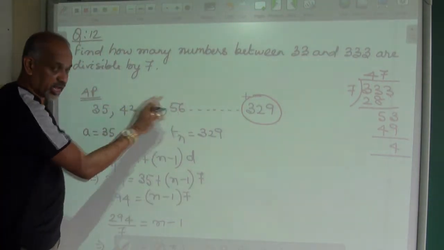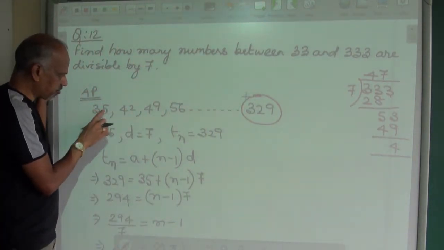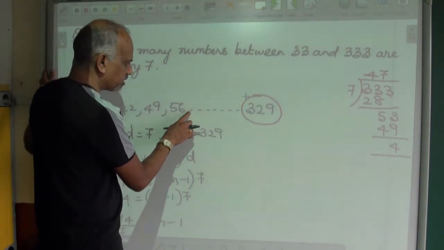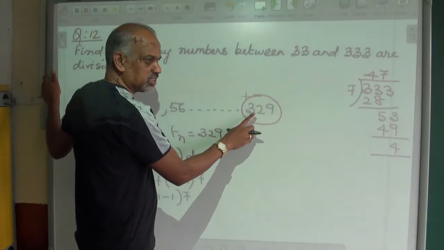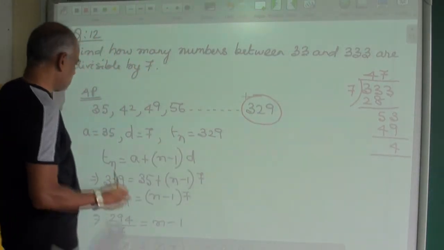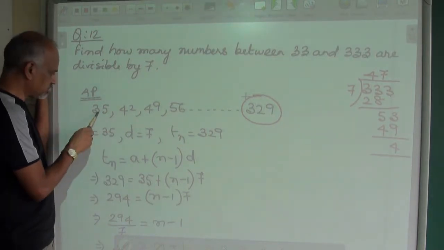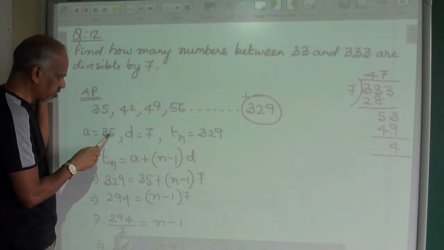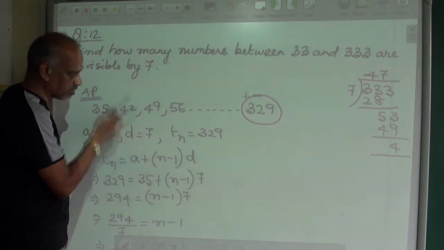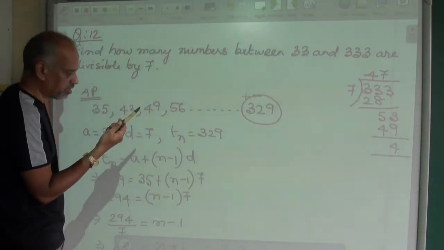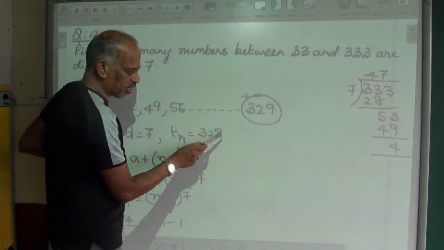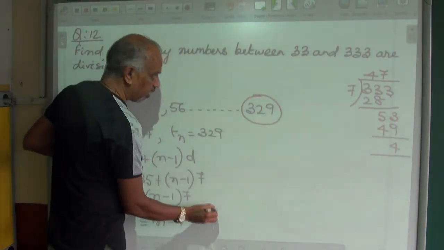So this is your arithmetic progression. First one is 35, second term is 42, third term is 49, fourth term is 56, and so on. The last term which is divisible by 7 is 329. So let's write down whatever we know. This is the first term, therefore A is 35. Common difference, 42 minus 35 will give you 7, because these are numbers which are divisible by 7. And the last term, that is Tn, is 329.